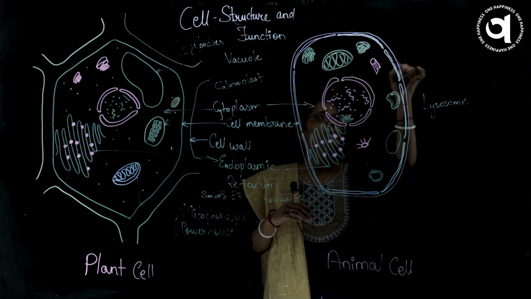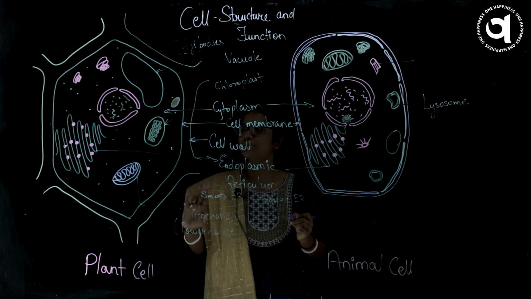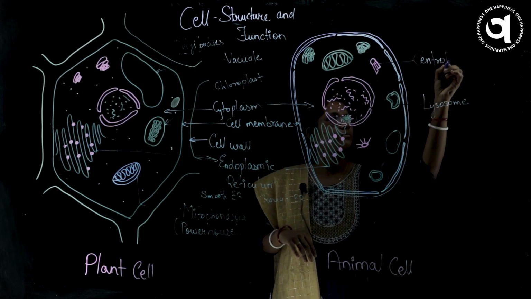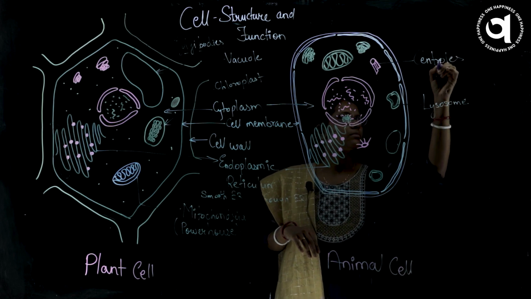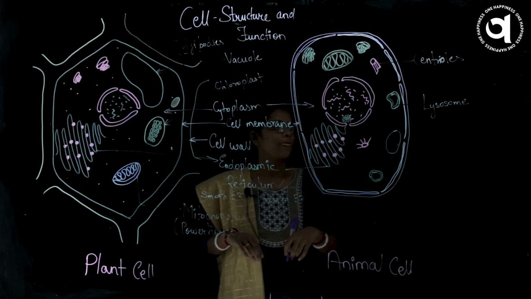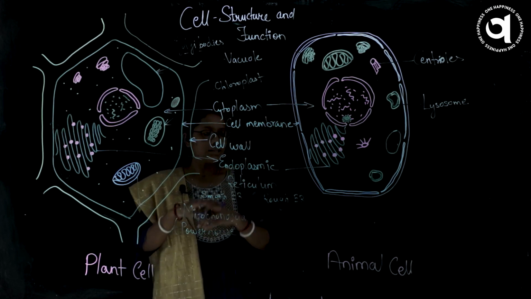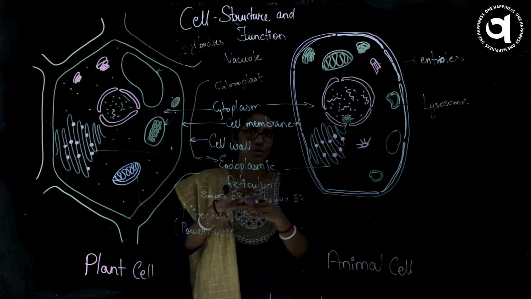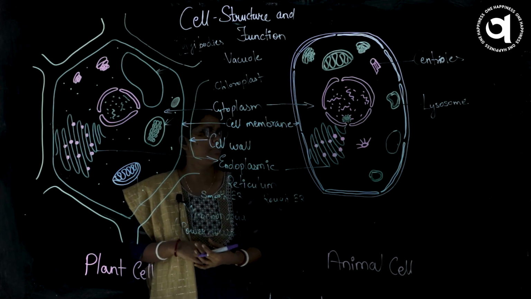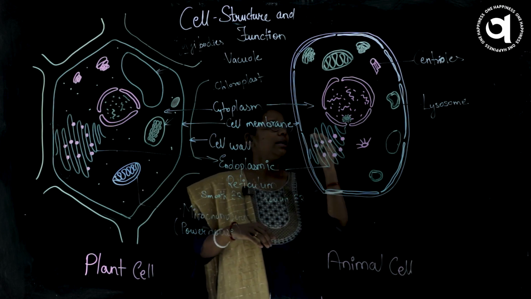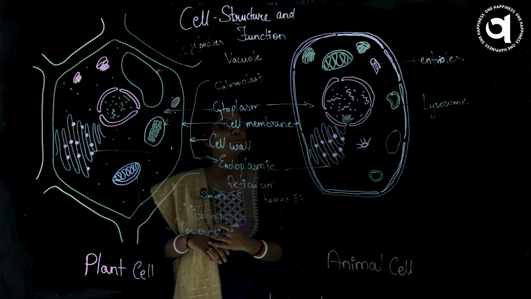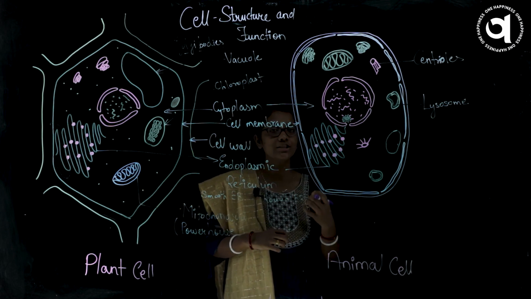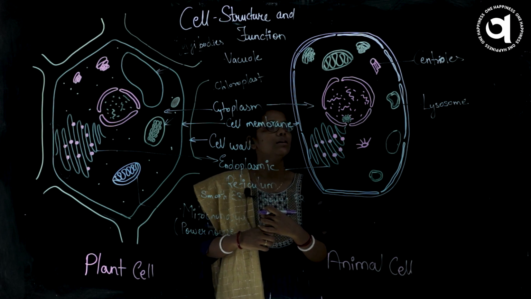Now this one, centrioles, which is absent in the plant cell. Centrioles. Now in the animal cell, mainly cell division is responsible for the growth and the development of the body. Now these centrioles play an important role in the cell division. They not only help but also they initiate the process of cell division in the animal cell.